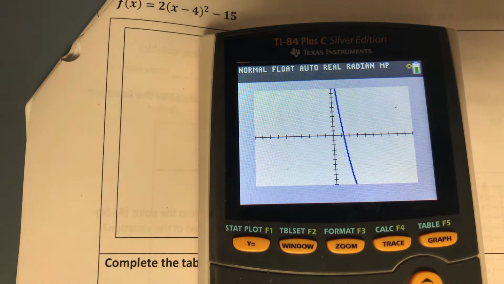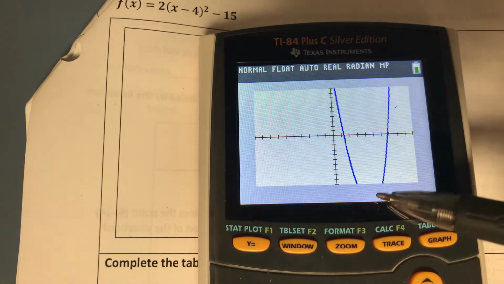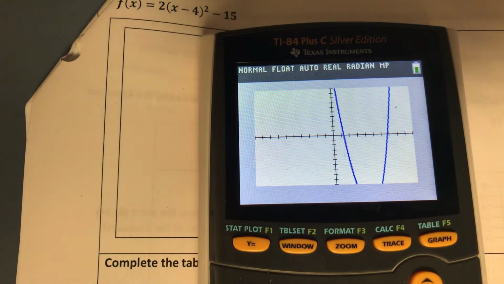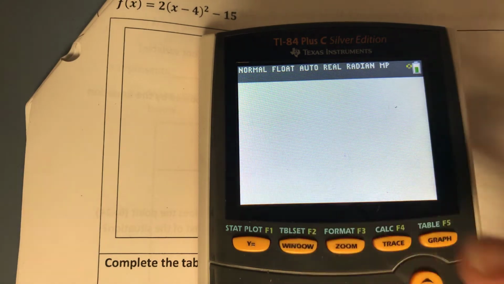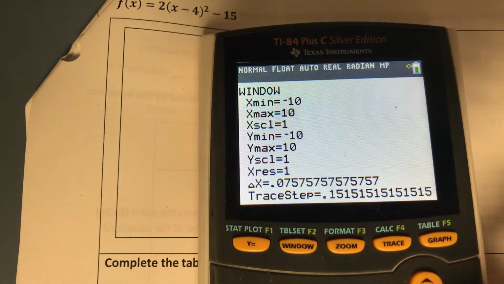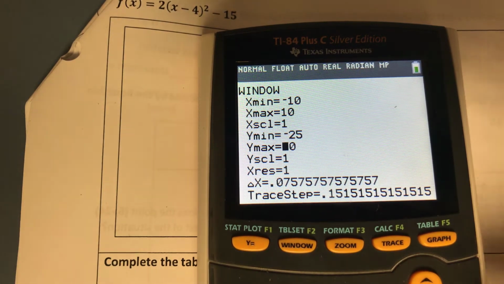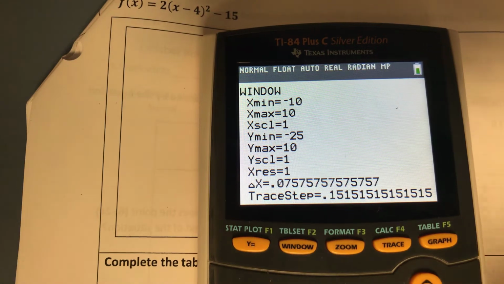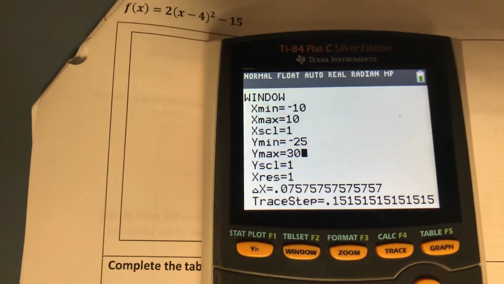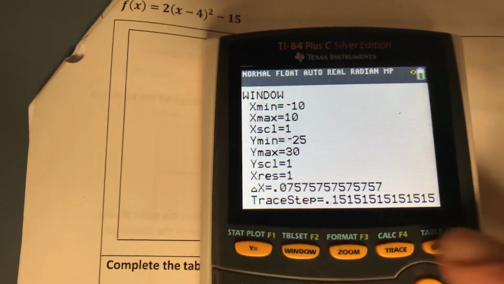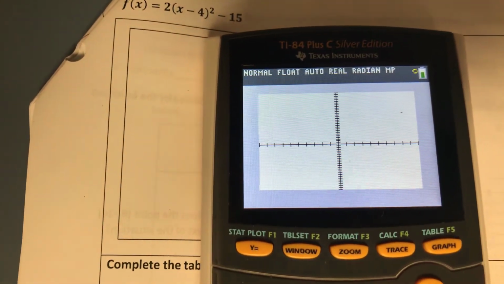So remember, I want to see the x-intercepts, the y-intercepts, and the vertex. So I can't see the vertex right now. And with some problems coming up, I'm going to go ahead and we're going to adjust our window. I need to go a little bit lower, so I want to change my y-min to, let's make it -25. But for problems later down the road, I want to set our y-max all the way up to 30. Whoops, sorry about that. So let's hit graph, make sure that works. So we'll write our window down in just a moment.